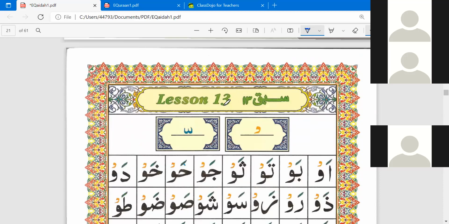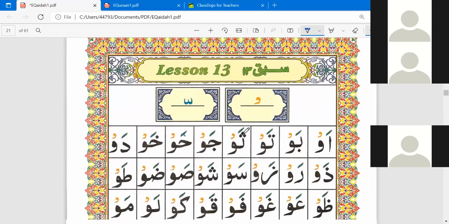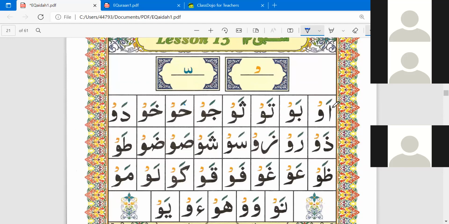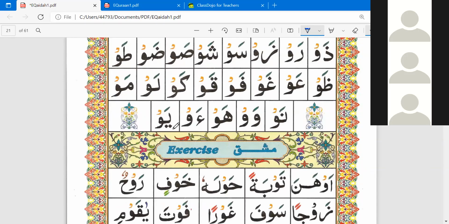Now, lesson 13. What is lesson 13 all about? It is about sukun and shadda. Sukun is no sound. So alif fatha and waw sukun: ow. Remember the sound for waw is what? Oh, isn't it? So ow. Alif fatha and waw making ow. Ba fatha ba and waw sukun: bow. Ta fatha ta waw sukun: tau. Thou, jow, cow, low, yow.